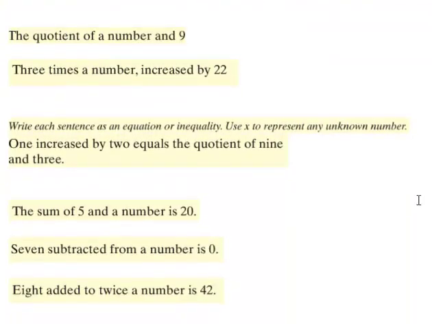Okay, so we got a few more here. Let me fix that there. There we go. Okay, the quotient of a number and 9. If you go back and look at that table, you're going to see quotient under division again. So that's going to be x divided by 9. Okay. The next part here says 3 times a number increased by 22. So 3 times the number, 3x. Increased means to add 22.